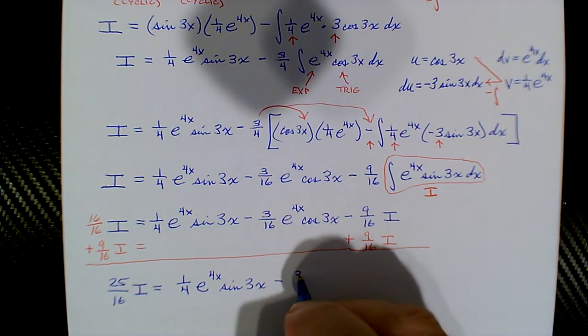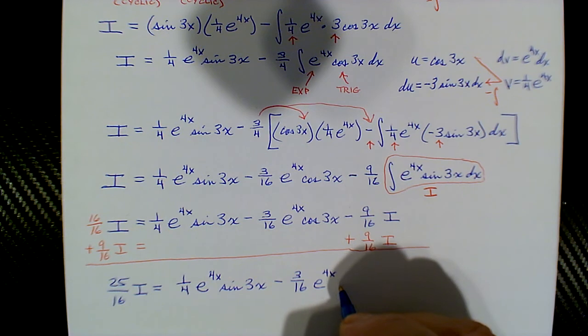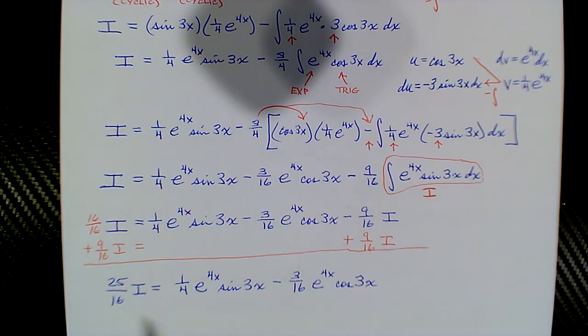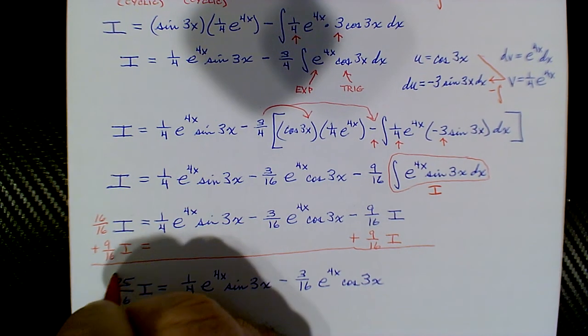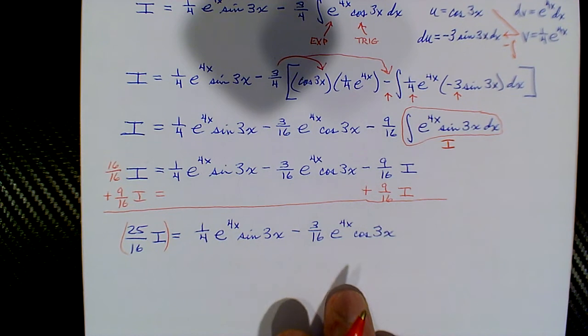sine 3x, and then minus, distributing the 16 over 25 times 3/16. The 16s cancel, and we get minus 3 over 25 e to the 4x sine of 3x. And that's what the integral is equal to.